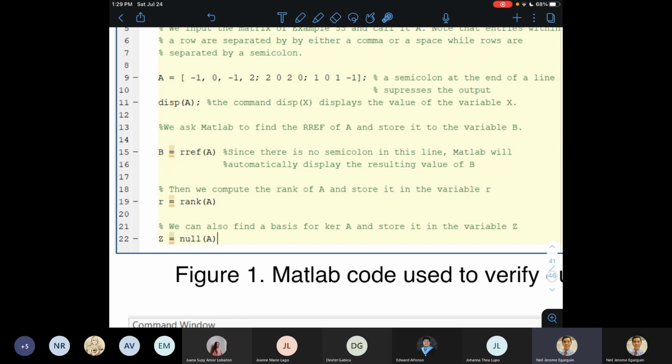Pero mabilis lang naman to kasi 4 by what? It's just a 4 by 3 matrix. Sorry, a 3 by 4 matrix. So kaya mabilis lang yan lahat. And then I have rank and I have nullity.